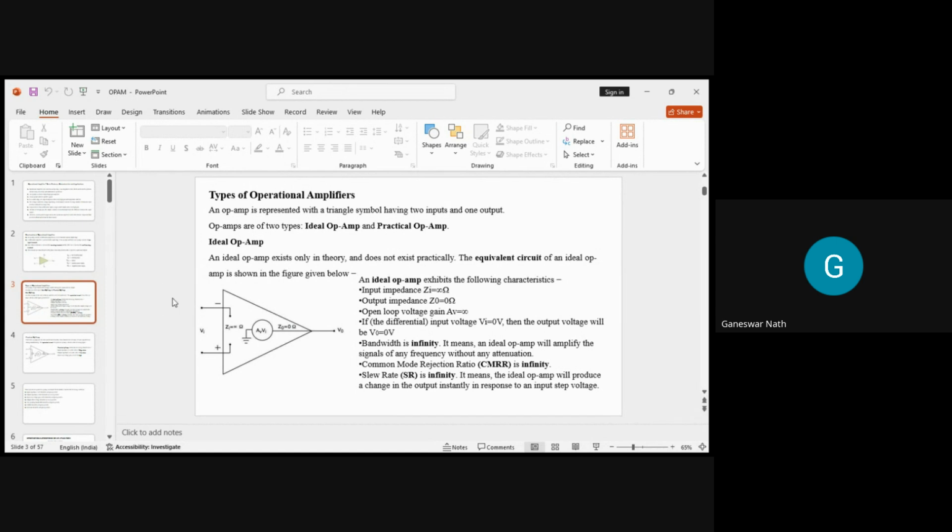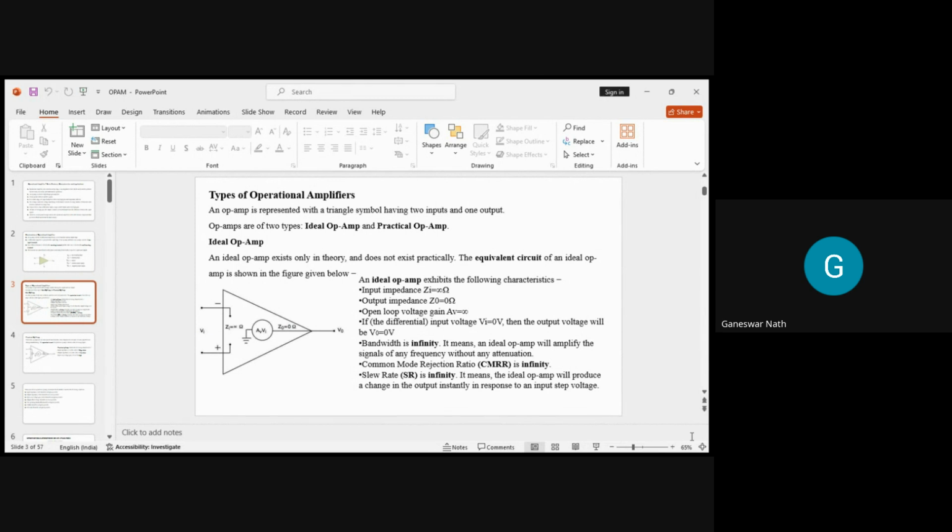The equivalent circuit for the ideal op-amp is shown here. An ideal op-amp exhibits the following characteristics: its input impedance is infinity, output impedance is zero, and open loop voltage gain is infinity. If the input voltage Vi is equal to 0 volt, then the output voltage is also 0 volt. Bandwidth, as I told yesterday, is infinity, which means an ideal op-amp will amplify a signal of any frequency without any attenuation.